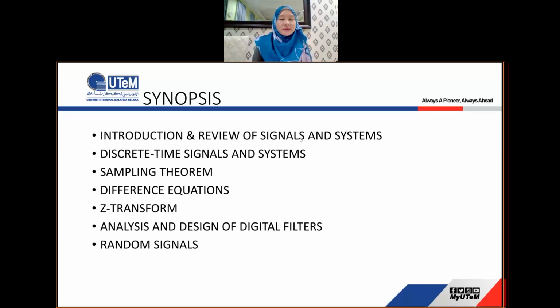The synopsis of the subject: you have 7 chapters. The first chapter will cover introduction and review of signal and system, and then discrete time signal and systems, and next is the sampling theorem and also the signal in frequency domain, and the fourth chapter is difference equation and then Z transform and analysis and design of signal in digital filters, and finally is random signals.